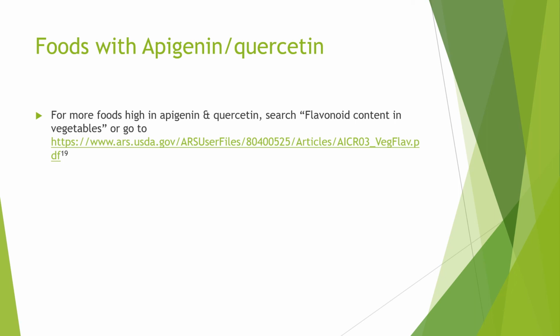Here's a list of foods with higher apigenin and quercetin content. We'll put this into the description. There's a really good paper that gives you an idea of different flavonoids in different vegetables, so you can make your pick from there.